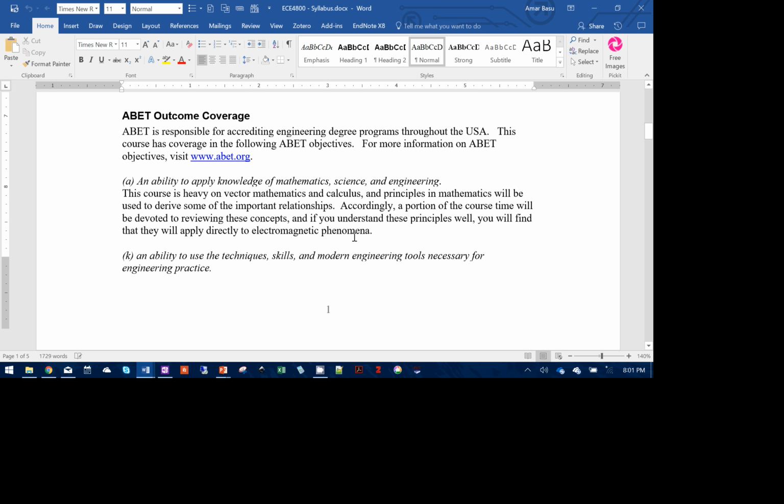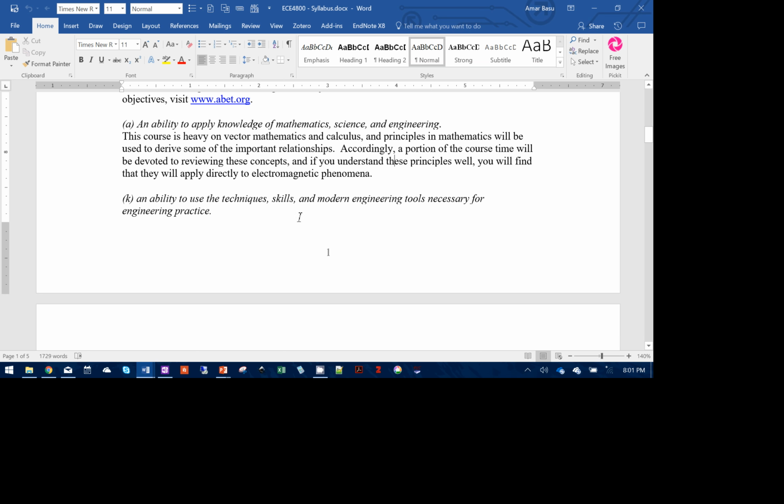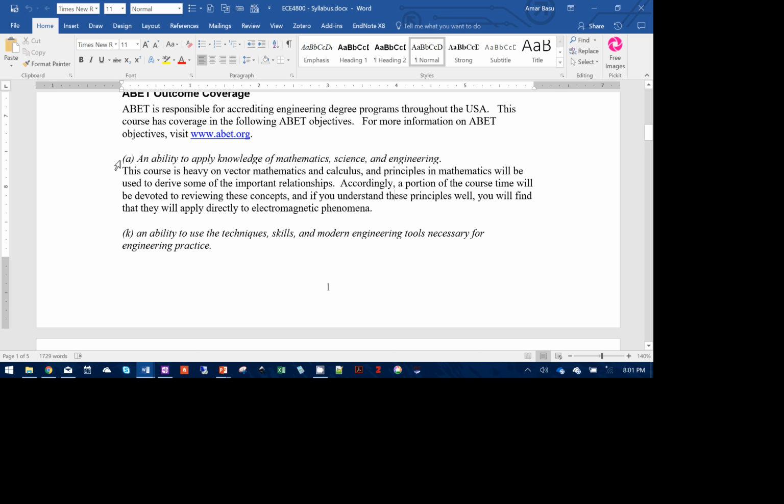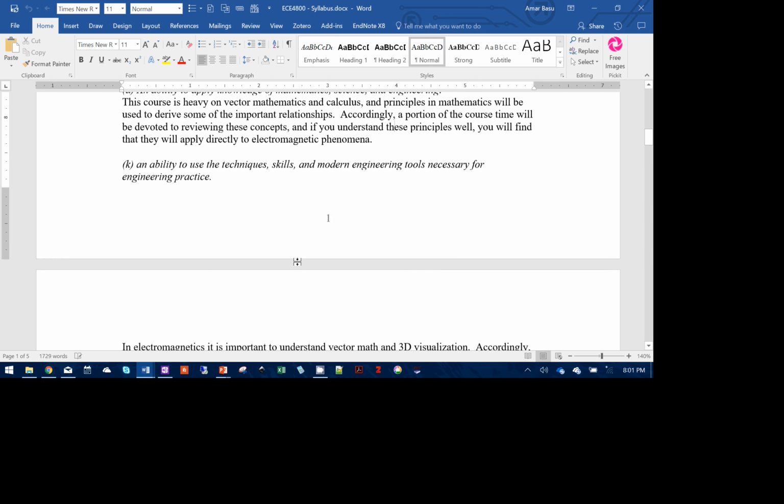And so, the ABET goals for this particular class include the ability to apply knowledge of mathematics and science and engineering. Because this class is very heavy on math and applying principles of math into electromagnetics, which is an engineering concept. So you will definitely be using a lot of math in this course. You'll be using a lot of physics too.